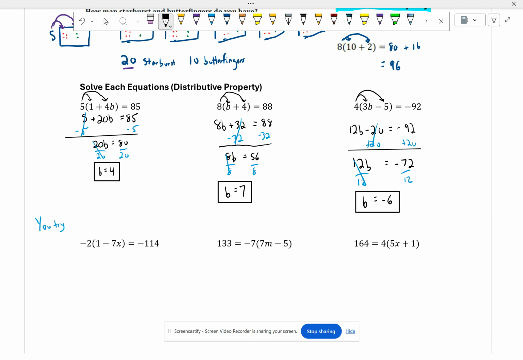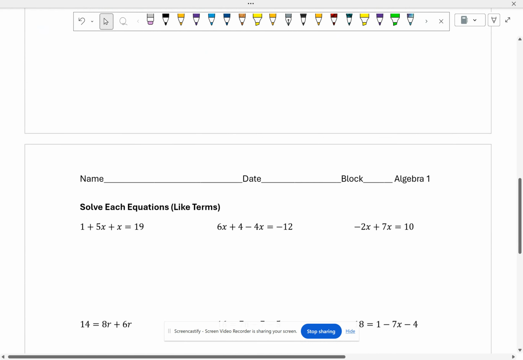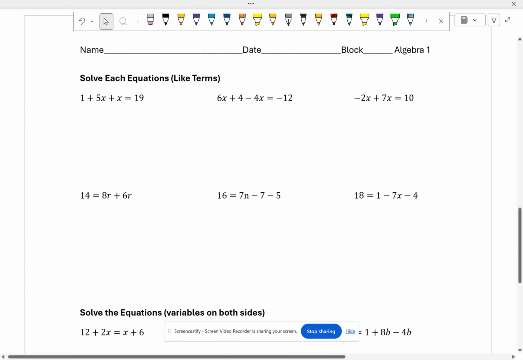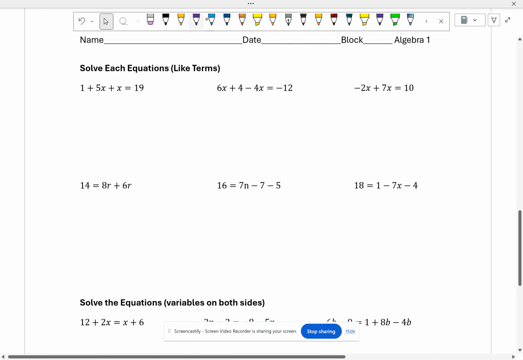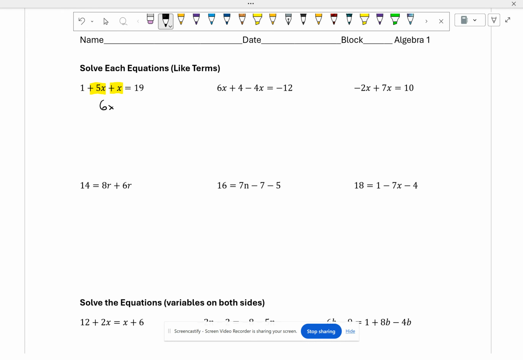All right. So that's the distributing property. And then we're going to solve some equations with like terms. And so when you have like terms, what I'm saying is you have terms that both have an x in it or both are just numbers, we can combine them into just one term. For example, in this first equation, I have 1 plus 5x plus 1x. Well, if I have 5x's and I add another x, that's just the same thing as 6x. So this just becomes 6x. And then I bring down the 1 and still is equal to 19.